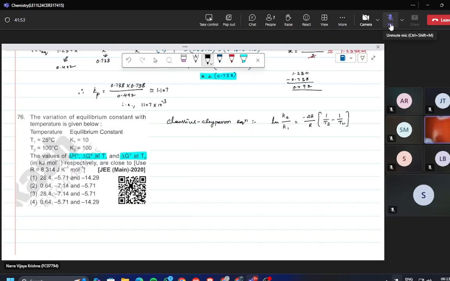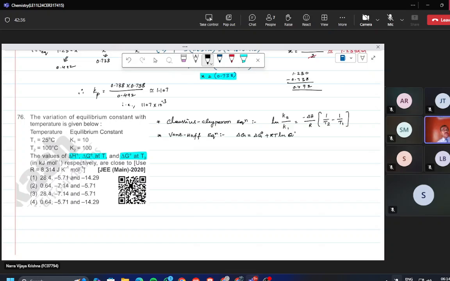Right? Now, by using this, they give K2, do they give K1? Do they give T1, T2? Then can you calculate delta H? Find delta H. So first one problem solved. And one more equation also, you know. Van Hoff equation. What is Van Hoff equation? Delta G equal to delta G naught plus RT ln Q.